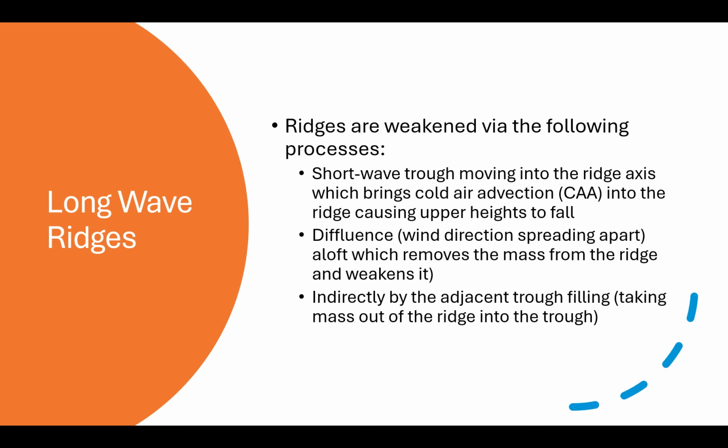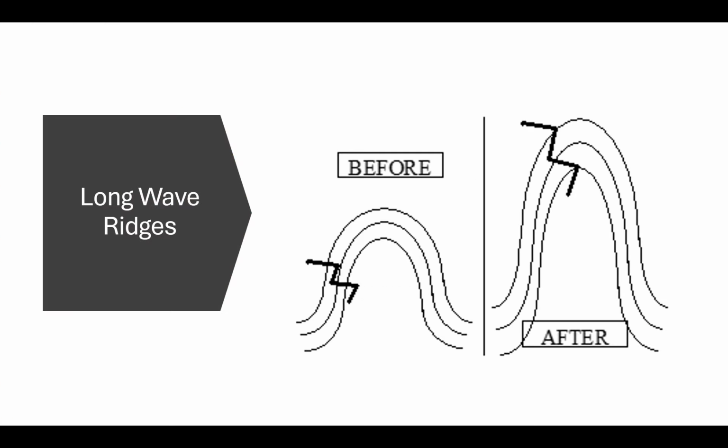Ridges are weakened via the opposite processes, really. You get a shortwave trough moving into the ridge axis that brings cold air advection into the ridge, and that's going to result in lower upper heights. And the ridges just don't want that. In order for an upper level long wave ridge to build, it wants warm air advection. The diffluence, the wind direction spreading apart, or those height contours spreading apart, aloft will remove the mass from the ridge and weaken it as well. And then indirectly, long wave ridges will weaken by the adjacent trough filling, taking mass out of the ridge into the trough.